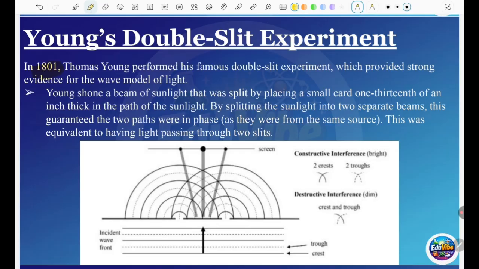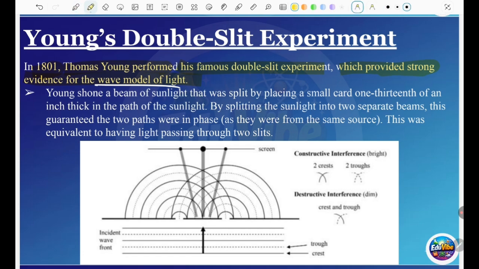In 1801, Thomas Young performed the famous double-slit experiment, which provided strong evidence for the wave model of light. So we are now dealing with the wave model of light. In the previous lesson we covered the particle model of light. Now we're doing the wave model of light, and we will go further with this in the upcoming lessons.